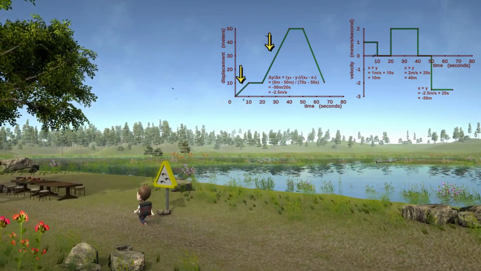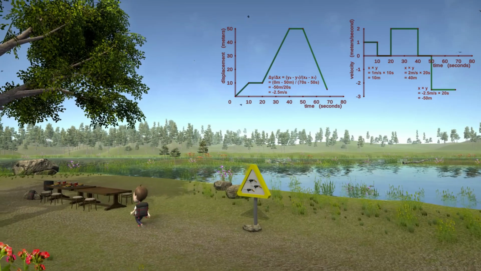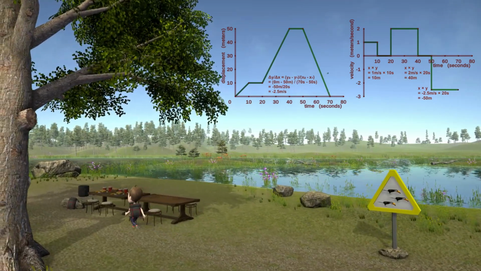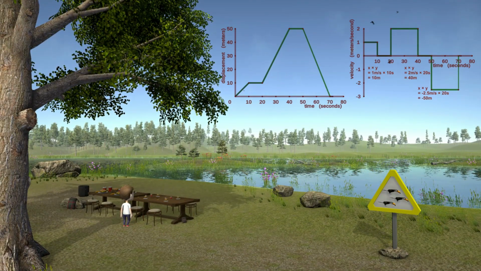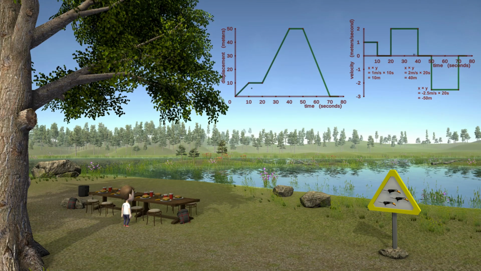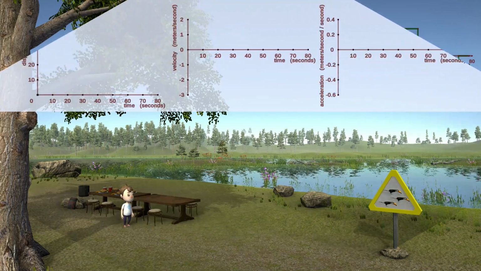This translated into only straight line segments on the displacement graph. This is not how things work in real life. Even Usain Bolt takes a couple of seconds to get up to speed. So today we are adding acceleration to our scene.